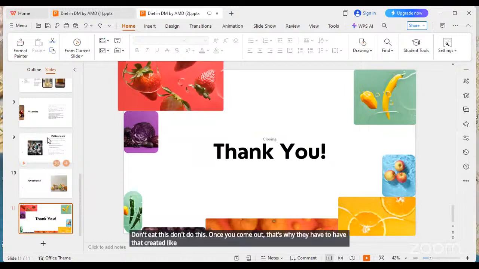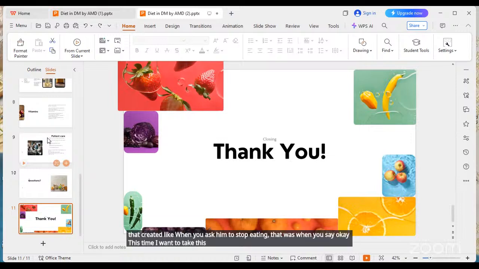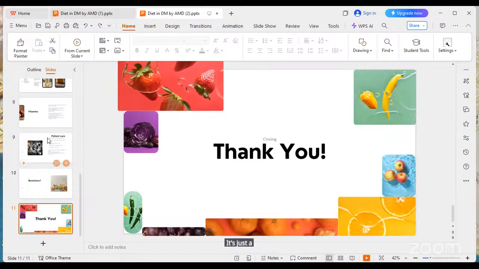When you ask him to stop eating, that's when he says, okay, this is the time I want to take this. So sometimes you need to understand the patient. Don't give him a death sentence. Tell him this is something you can handle. It's just a way of life. Change it little by little.